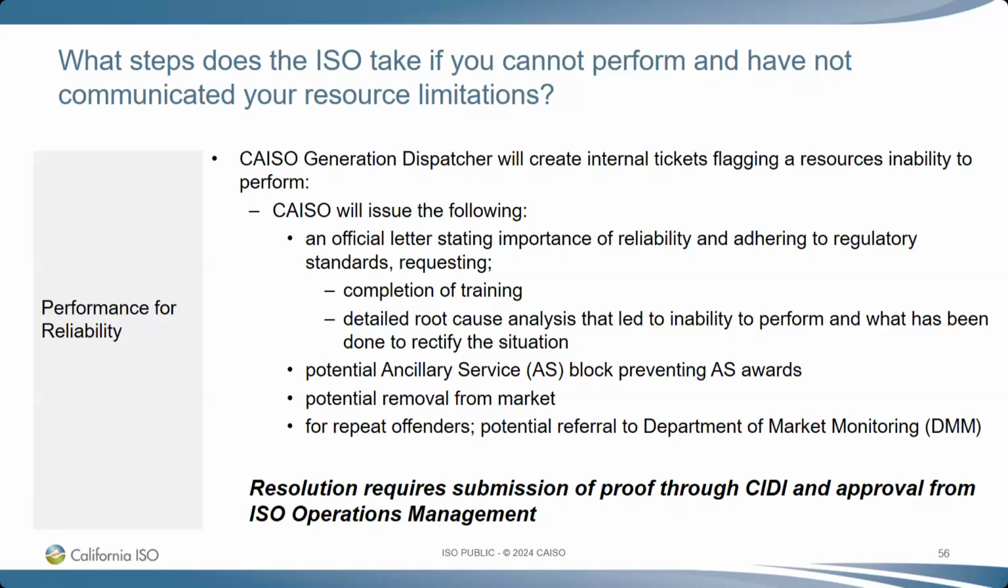one of the following. There'll be an official letter stating the importance of reliability and adhering to regulatory standards. They're going to request completion of training. There's going to be a detailed root cause analysis that figures out why that resource was not able to perform. Was it a telemetry issue? Was it that it's not being manned properly and there's nobody there monitoring it consistently? What is the issue? They're going to do a root cause to figure out why that is, and also to figure out what has been done in order to rectify the situation.